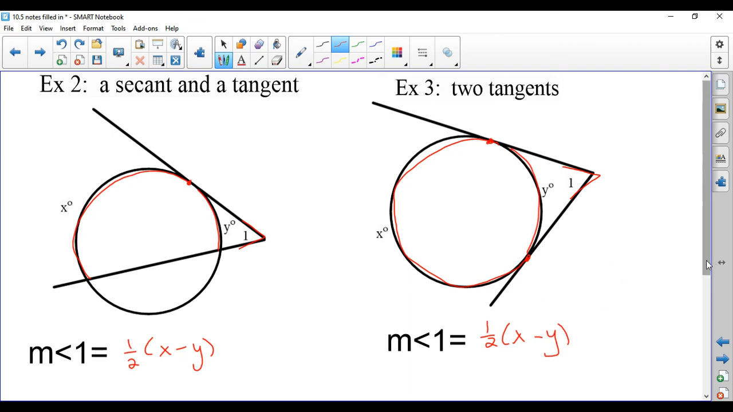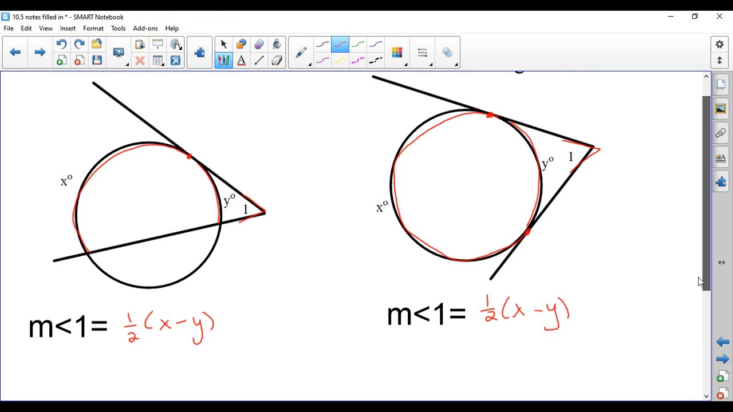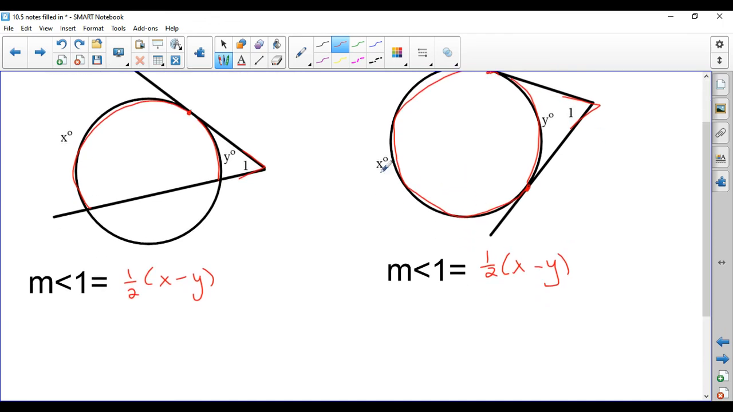Now, an important note on this problem: X and Y are related to each other because together they make up the whole circle. So in this problem, if I had this angle labeled as X, Y would also be 360 minus X, because they have to add up to 360. So in some of these problems, you may only be given one value, and if I told you what X was, you could find this inner arc by taking 360 minus X.